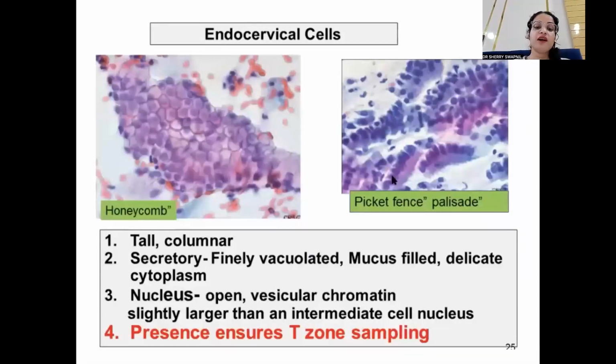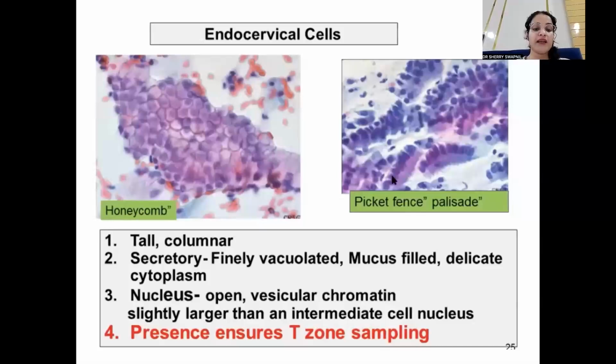So, moving on, these were the squamous epithelial cells. Then we'll see what the normal morphology of endocervical cells is. How do endocervical cells look? These are basically tall columnar cells. They are finely vacuolated and can be mucus filled. The cytoplasm is delicate. You can see two common presentations of endocervical cells while looking at the pap smear.